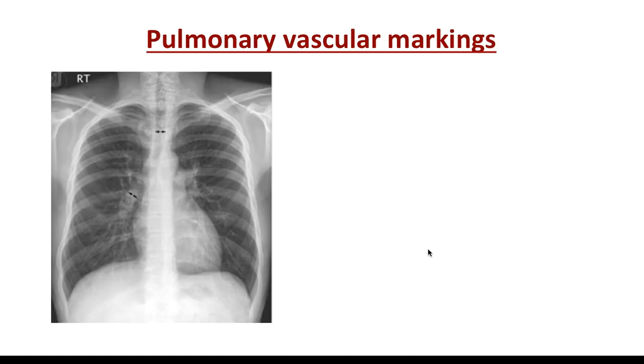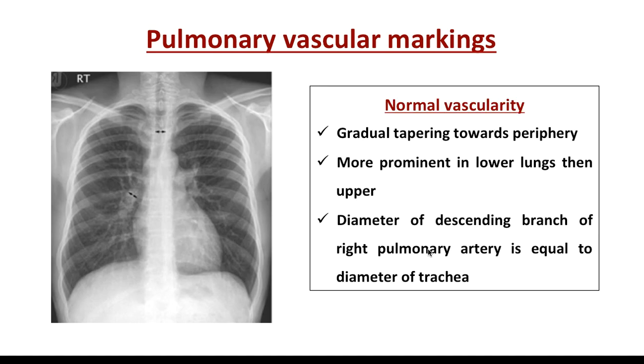Another thing which we should carefully look at when we are interpreting chest x-rays is vascular markings, right? So normally these types of pulmonary vascular markings are visible on a PA view of chest x-ray. So there is gradual tapering towards the periphery. So the pulmonary vasculature is only visible in the medial 2/3 of the lung fields, and the lateral 1/3 of the field is devoid of any vessels. This is the normal finding.